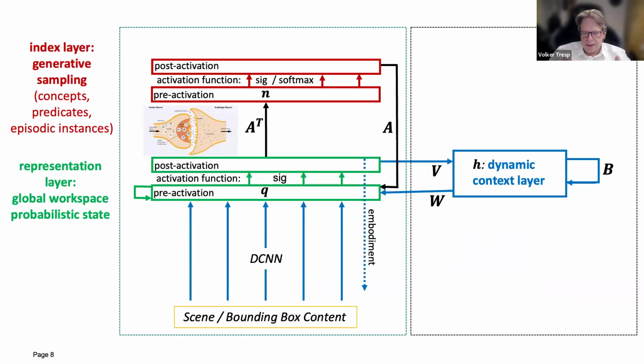So in a layered representation, this was unfolded in time. Let's say we have bounding box content from the bottom up, and then a deep convolutional neural network, which activates the representation layer, and this then activates the index layer, and this goes back and forth, and the connection weights are the embeddings of the corresponding indices. And this whole processing is also supported by another layer, the dynamic context layer, which provides a nonlinearity and some nonlinear mapping.